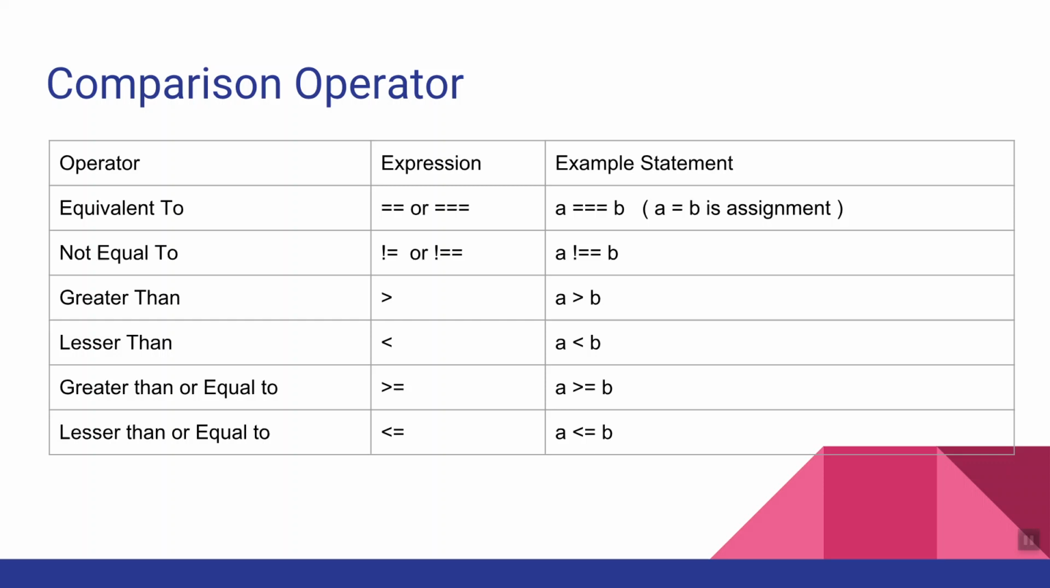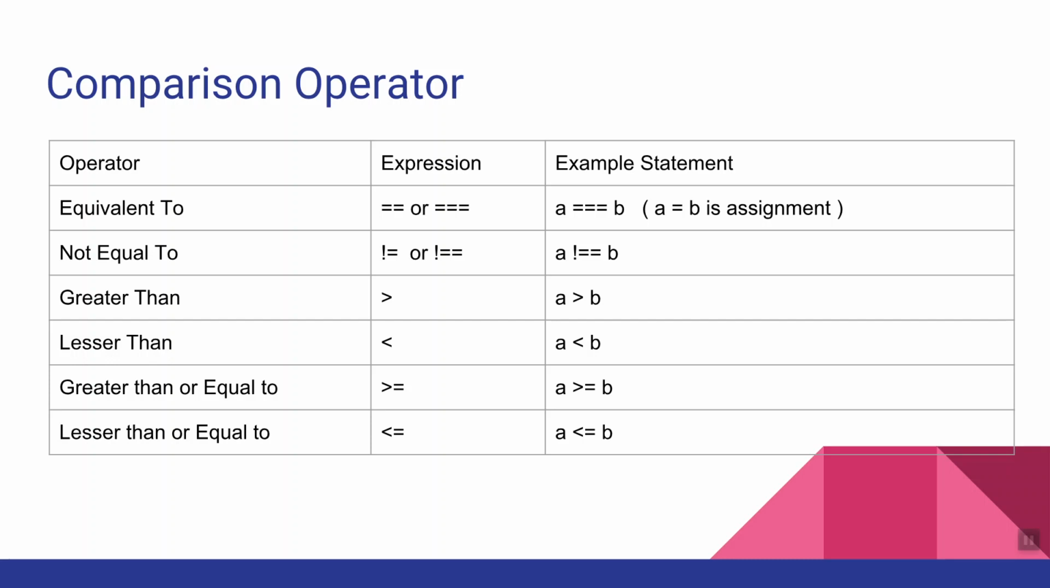Then we have greater than, lesser than, greater than or equal to, or lesser than or equal to symbols, whose symbolic representation itself justifies them. It's going to check whether a value is greater than another value, or whether the value is less than the other variable, or whether it's either greater or equal to, or whether it is lesser than or equal to, and so on.